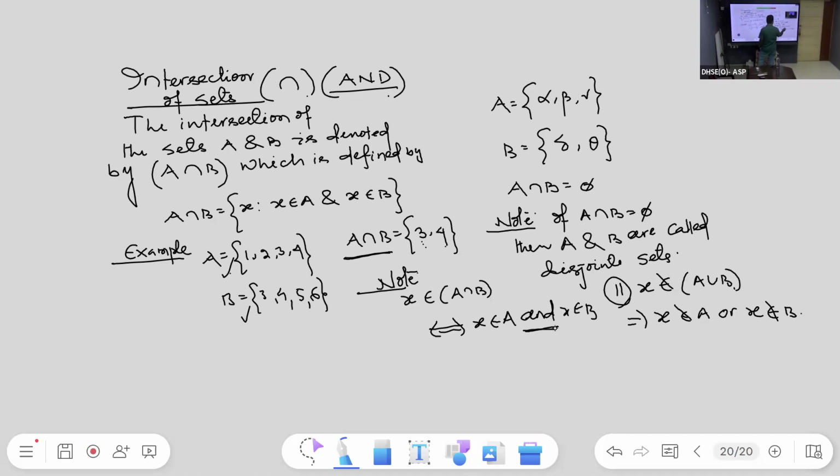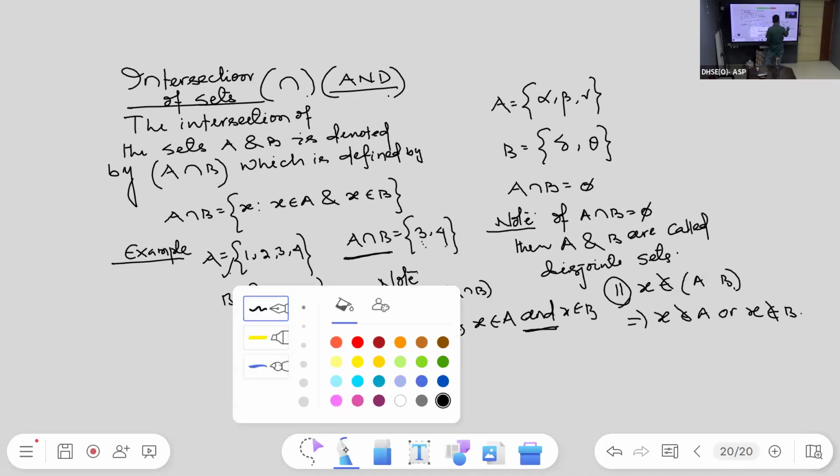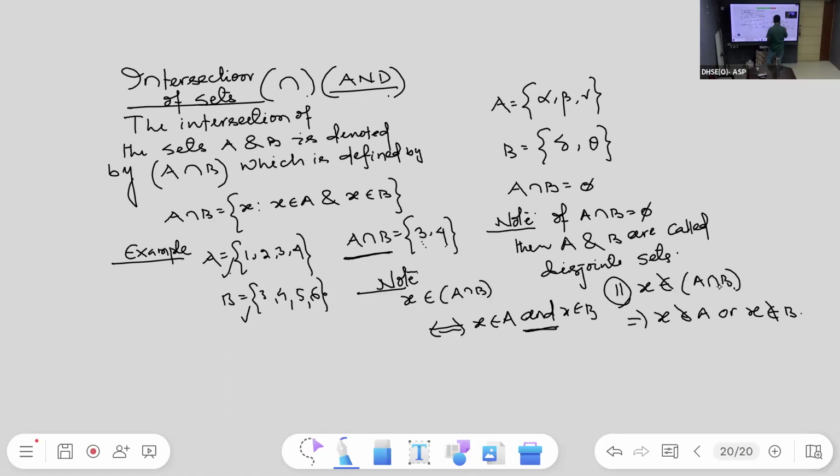If the doesn't belong to sign is there, instead of and, sorry, here I have made a mistake. It doesn't belong to A intersection B. If the doesn't belong to symbol is there, then you should write the connective or. The connective for intersection is and.